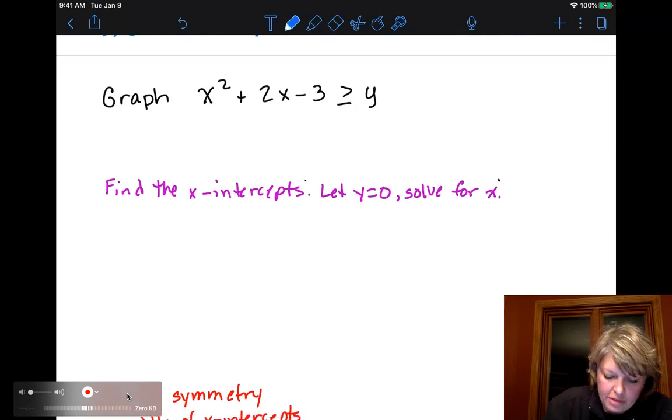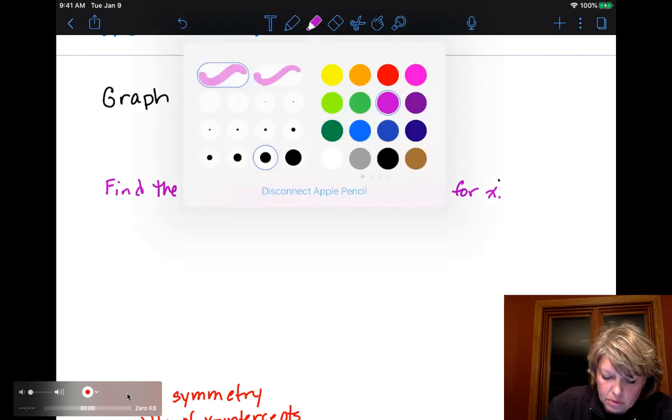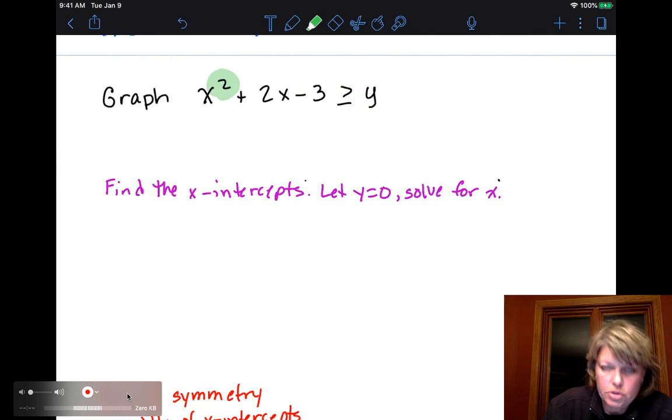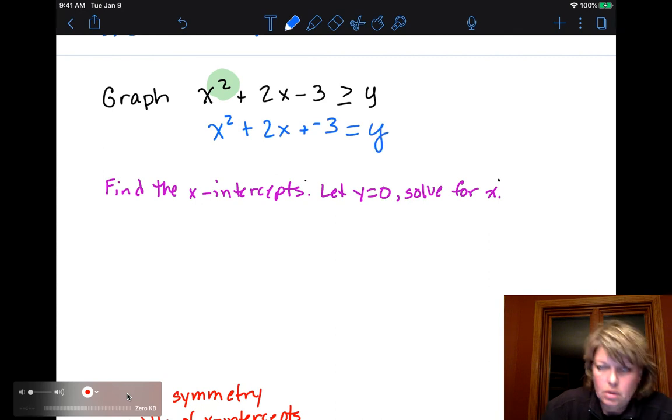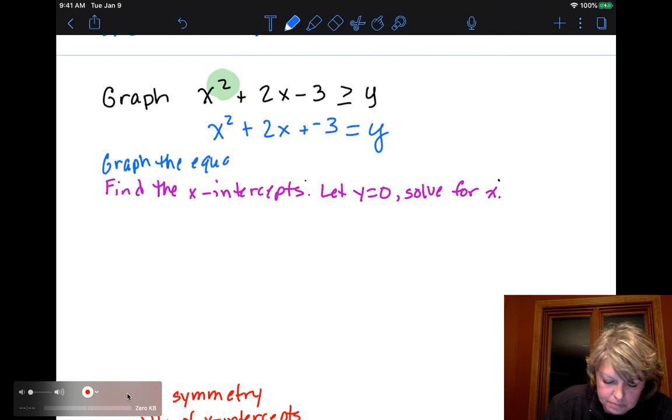We want to graph the inequality. It has, as we said before, a power of 2, making it a parabola, a quadratic inequality. The first step we do is write the associated equation. Literally replace the inequality with an equal sign. And now we want to graph that. We want to graph the equation, which is our boundary.